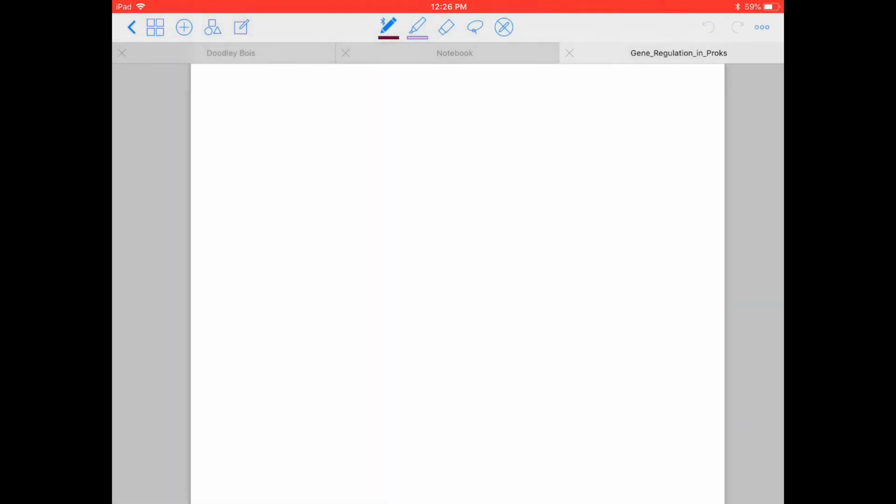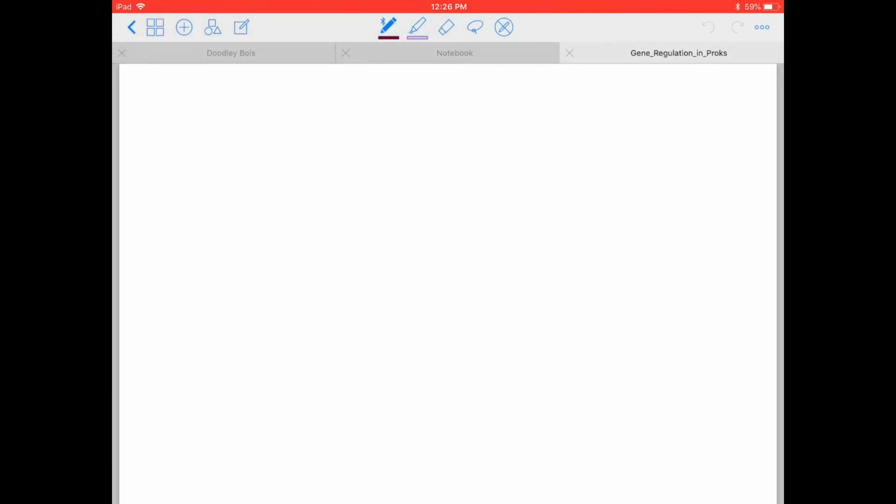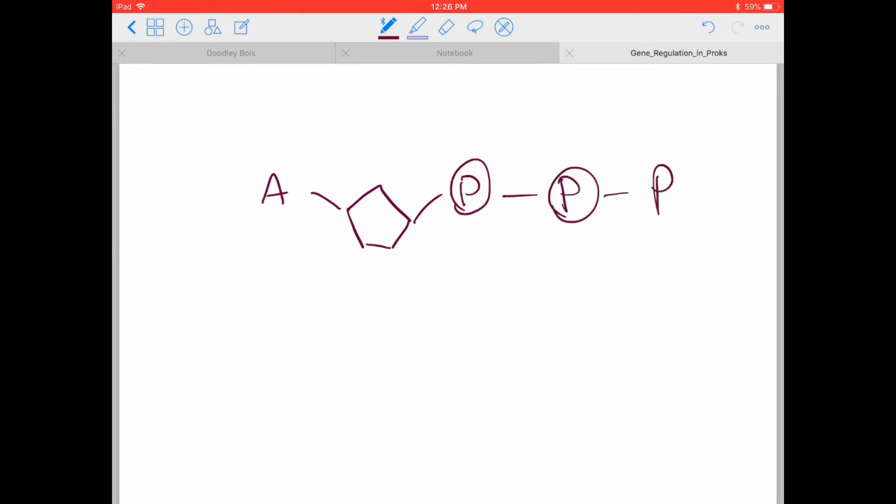Let's just make a plain piece of paper. Okay, you need to understand that adenine and 5-carbon sugar and phosphate and phosphate and phosphate. So this is my energy molecule, ATP.